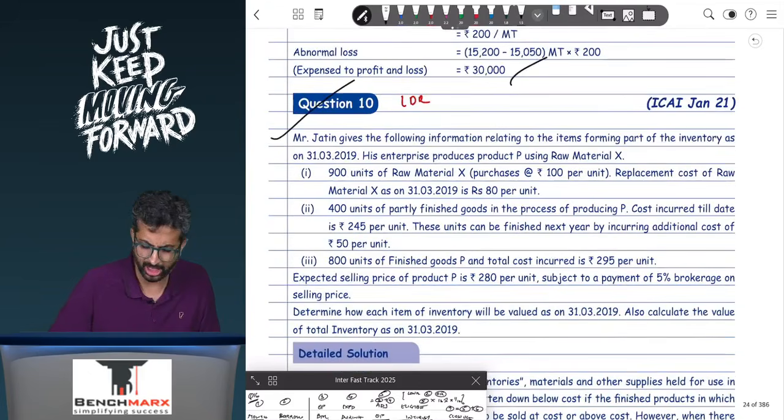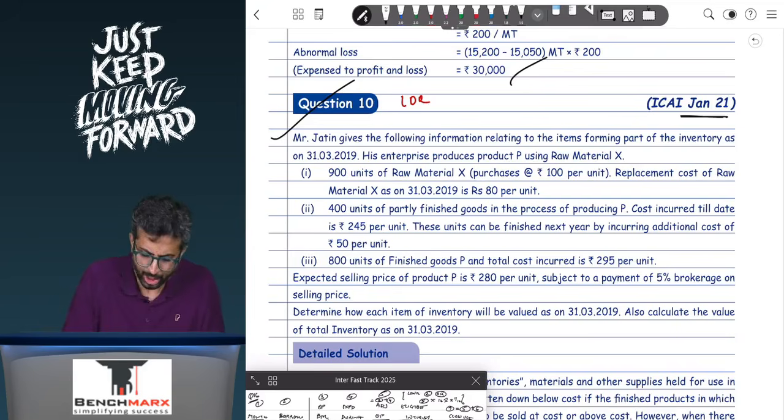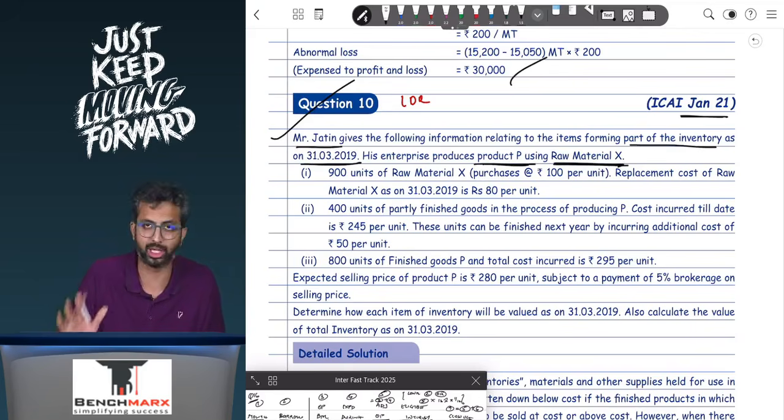Okay, question number 10 is an exam question, and over here the institute has tested your understanding of raw materials, finished goods as well as WIP calculation. So Mr. Jatin gives the following information regarding inventory as on 31st March 19. They produced product B, that is their finished goods, using raw material X. So there are 3 points. 900 units of raw material X whose purchase price is 100. Replacement cost of raw material X is 80.